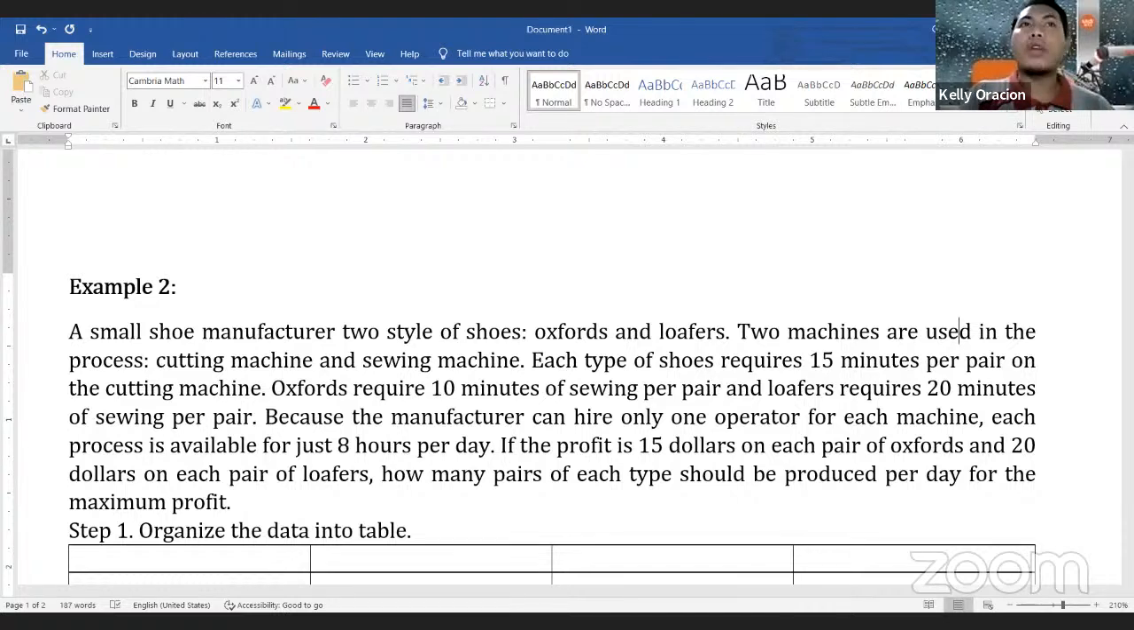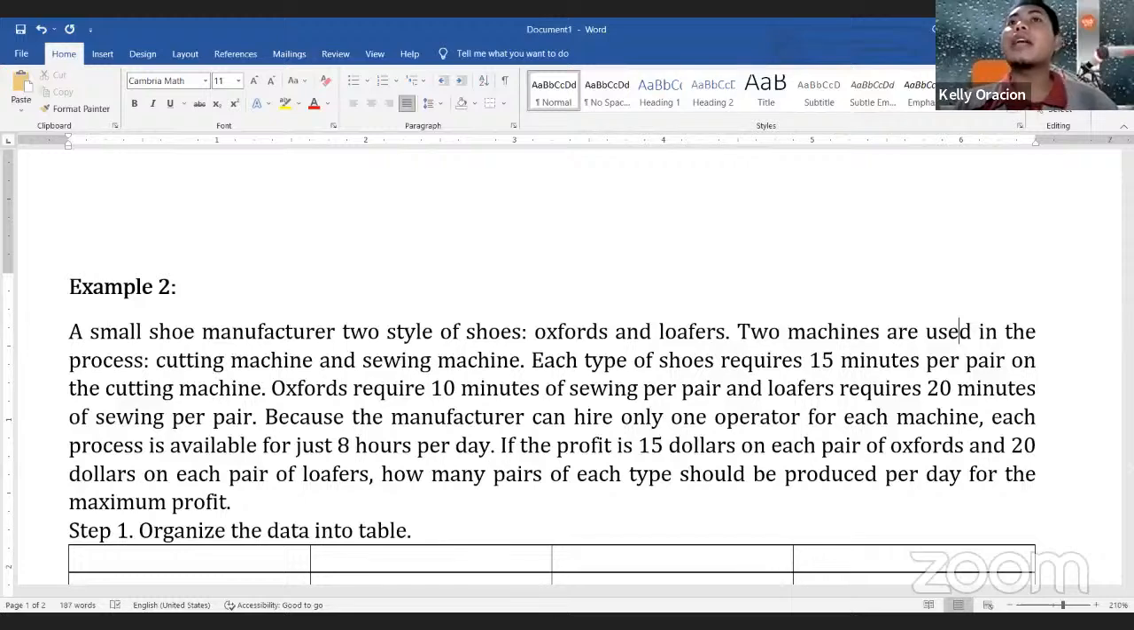While for sewing, Oxford requires 10 minutes per pair, and loafers require 20 minutes of sewing per pair. Again, let's go back. On the cutting machine, both Oxford and loafers require 15 minutes per pair. While on the sewing machine, Oxford requires 10 minutes, while loafers require 20 minutes.